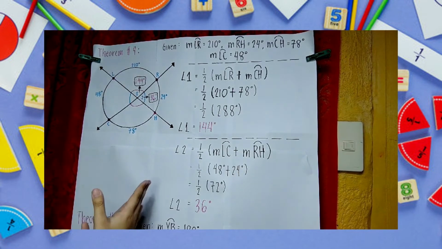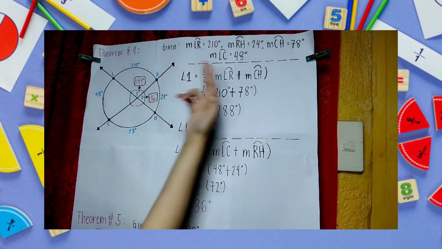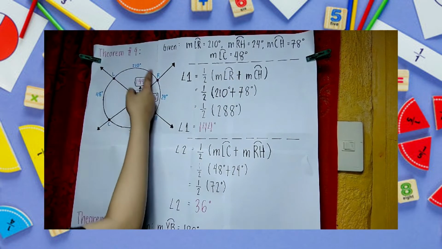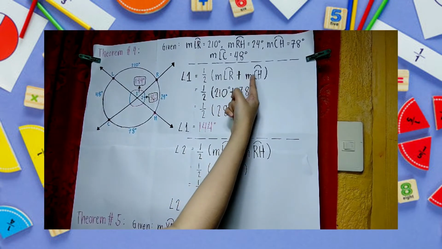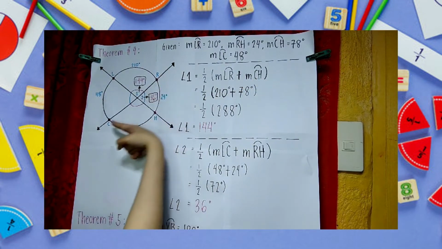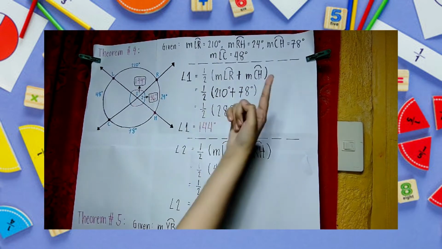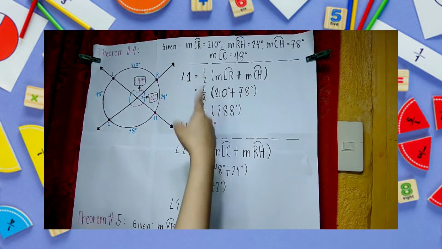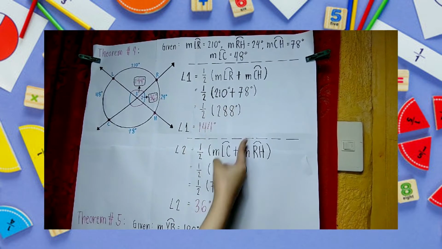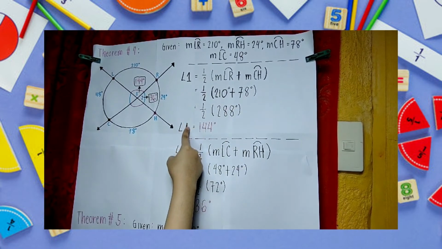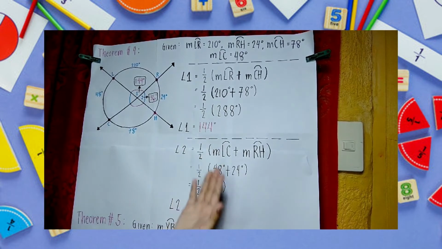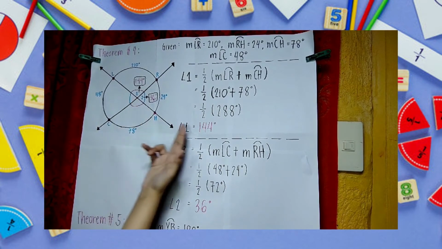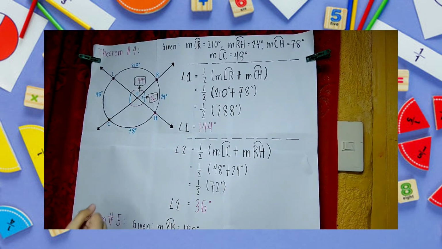The theorem states that to find the first angle, we must add the measure of arc LR, which is equal to 210, and the measure of arc CH, which is equal to 78 degrees. So 210 plus 78 degrees is equal to 288 degrees, divided by 2, and our final answer is 144 degrees. So now the measure of angle 1 is equal to 144 degrees.